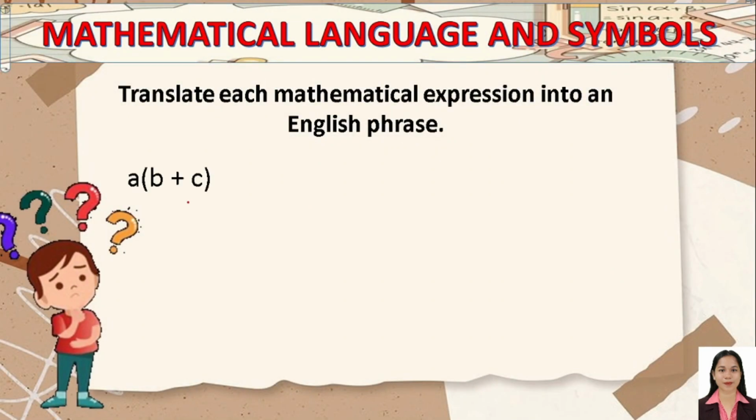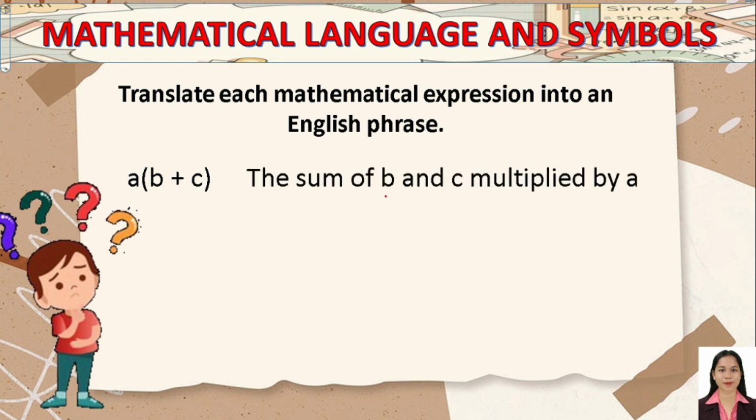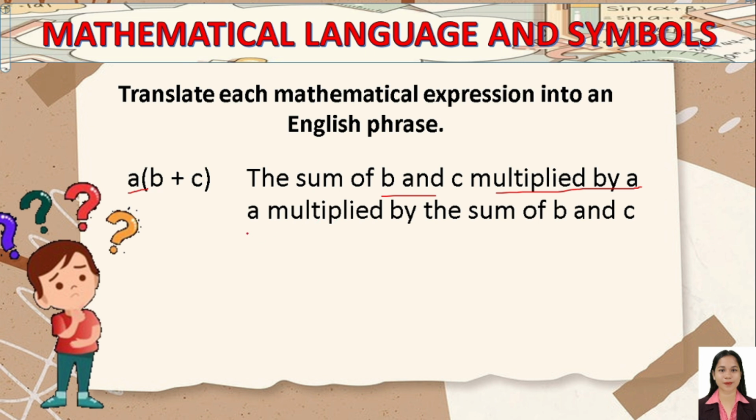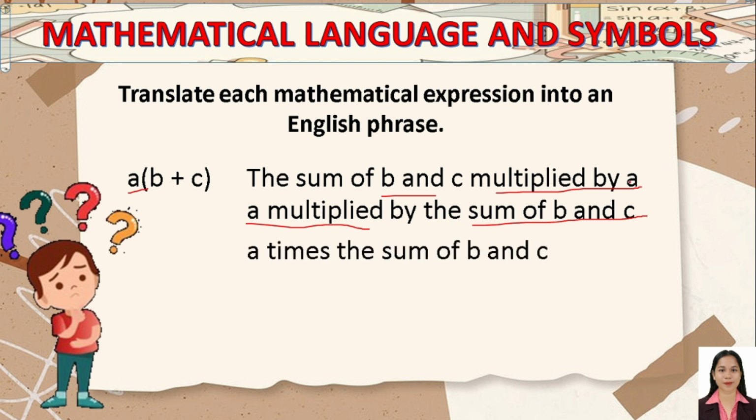Another is a times the quantity b plus c. So we have the sum of b and c multiplied by a. Since multiplication to, we use the parenthesis, the sum of b and c multiplied by a. And pwede ring a multiplied by the sum of b and c. Pwedeng ganon. And we have a times the sum of b and c. So we always use the sum or addition.